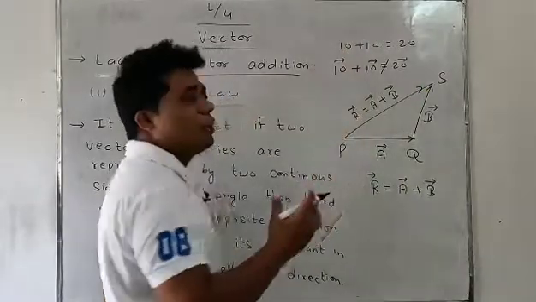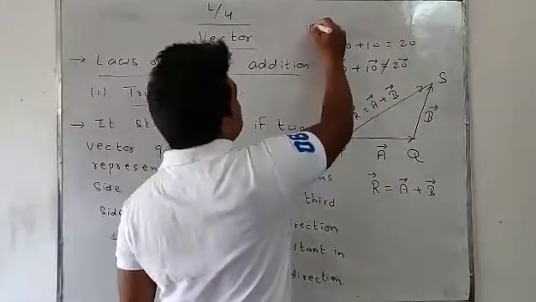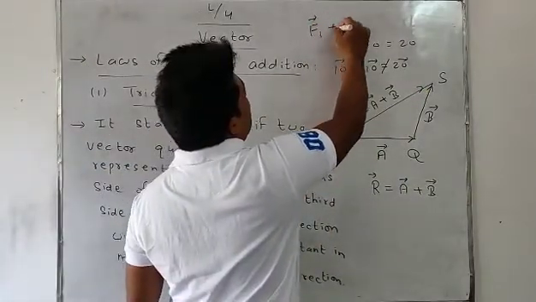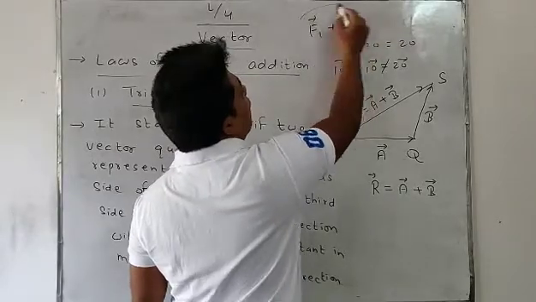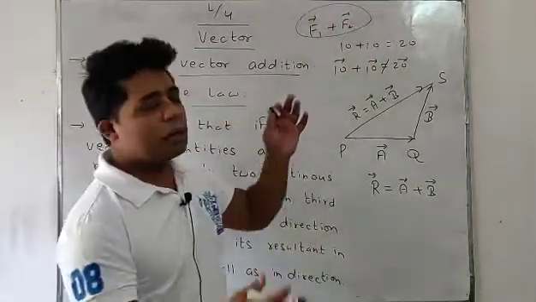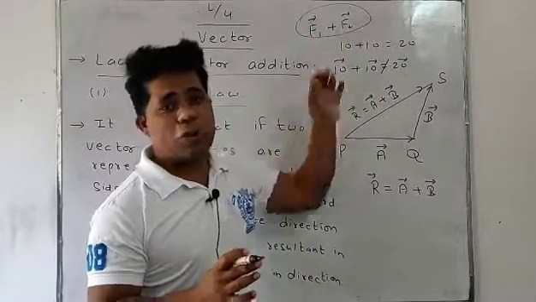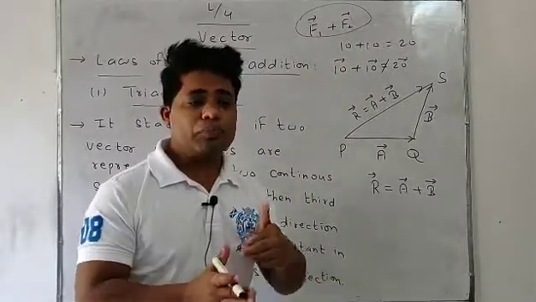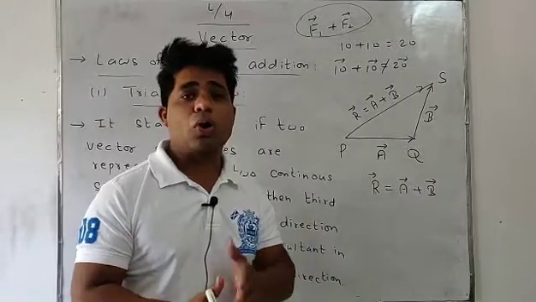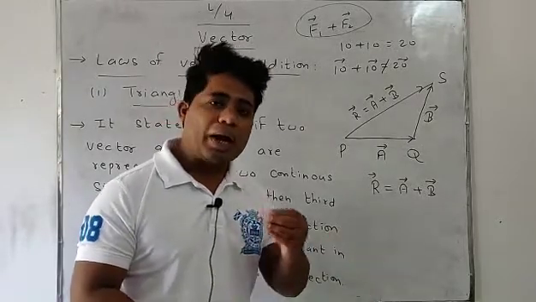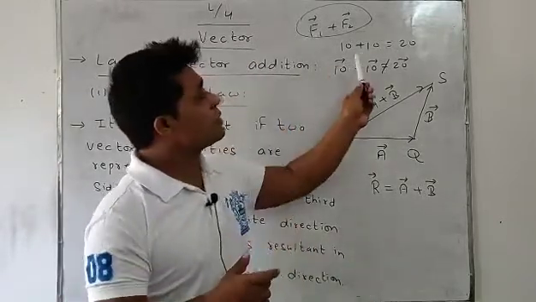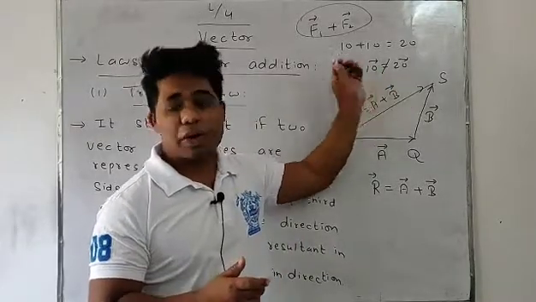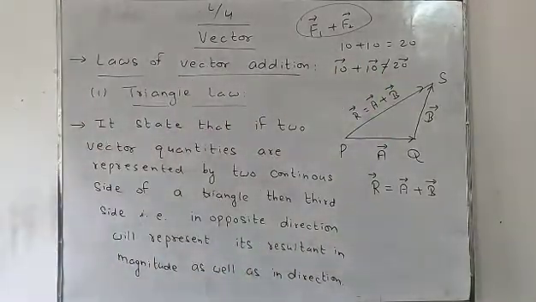If you want to add vector quantities like force F1 plus F2, we cannot directly add them. We have to use some laws, which are called the laws of vector addition. We can't add vector quantities like simple algebraic functions. So what to do, students?